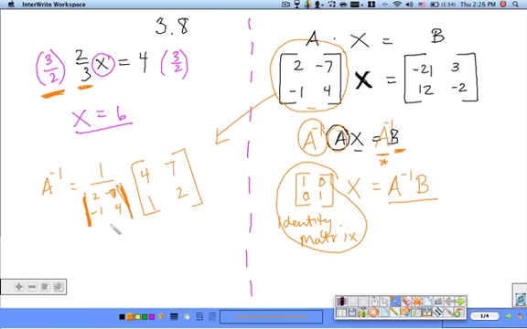Let's multiply. First, let's find the determinant. 1 over, let's see, AD is 8 minus 7 equals 1. This does not always happen, but that's okay. 1 times this matrix, 4, 7, 1, 2, obviously is the same matrix. So the inverse of A is equal to 4, 7, 1, 2.